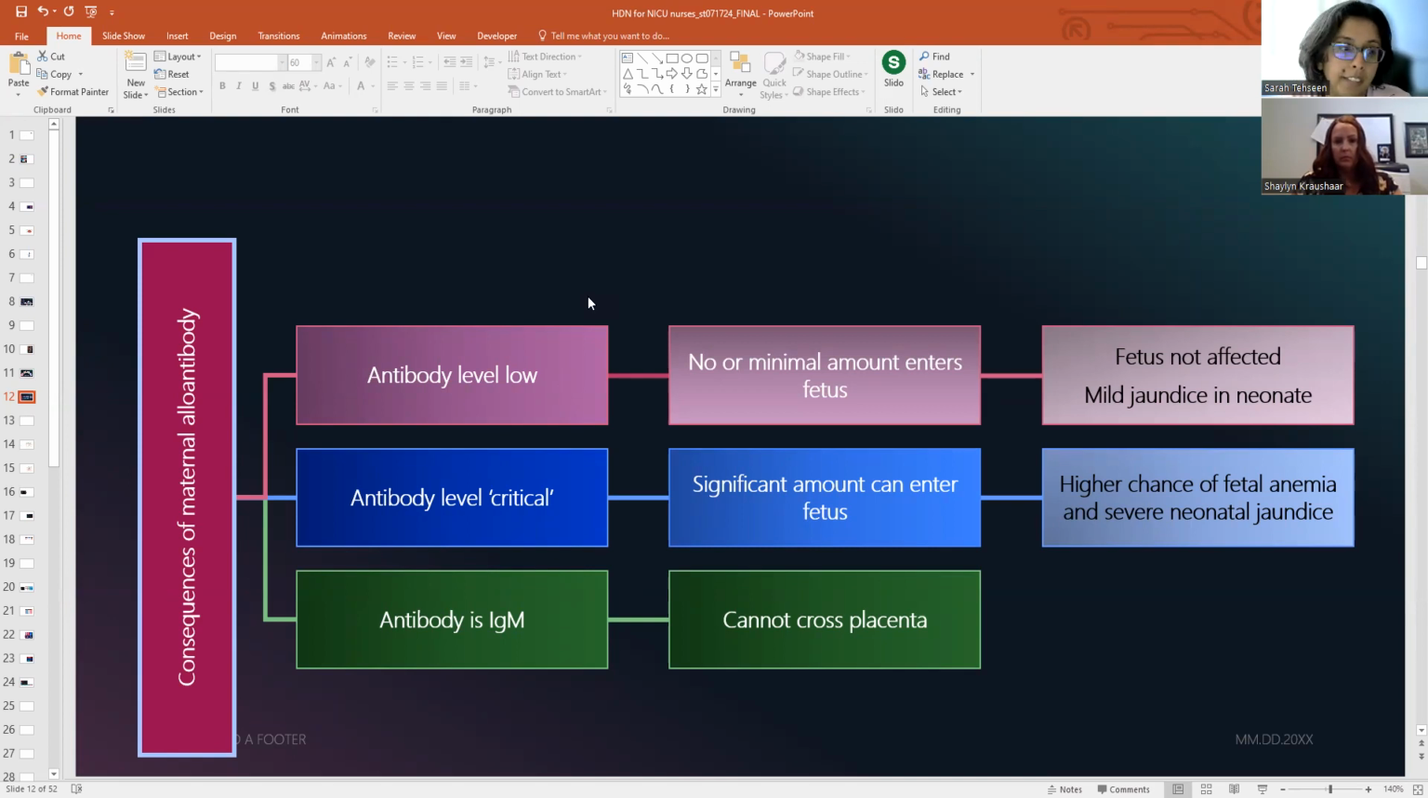Antibody reaches a critical level in the mom, which means that the antibody quantity has now increased in the mom to a level where a significant amount of it can cross the placenta and can cause fetal anemia. It is not necessary that it will cause fetal anemia, but it can. And it can cause neonatal jaundice and neonatal anemia as well. That is the point where usually people are referred to maternal fetal medicine. And if the antibody is IgM, it cannot cross the placenta, and hence it has no consequence for the fetus.